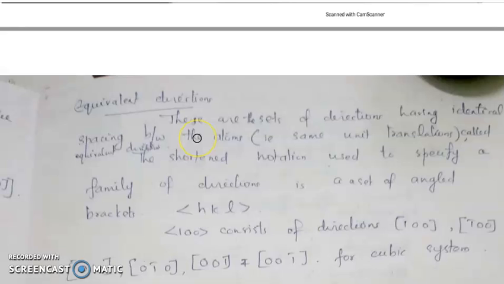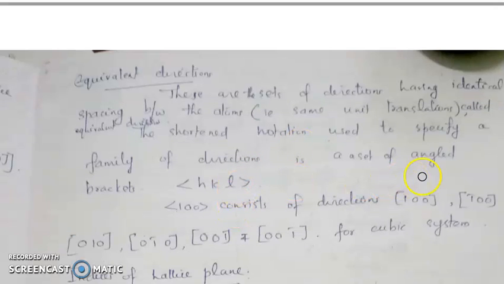Then equivalent directions are the sets of directions having identical spacing between the atoms, that is, the same unit translation, and they are called equivalent directions. The shortened notation used to specify a family of directions is a set of angled brackets. If it is enclosed in angled brackets, h k l, it indicates a family of directions.